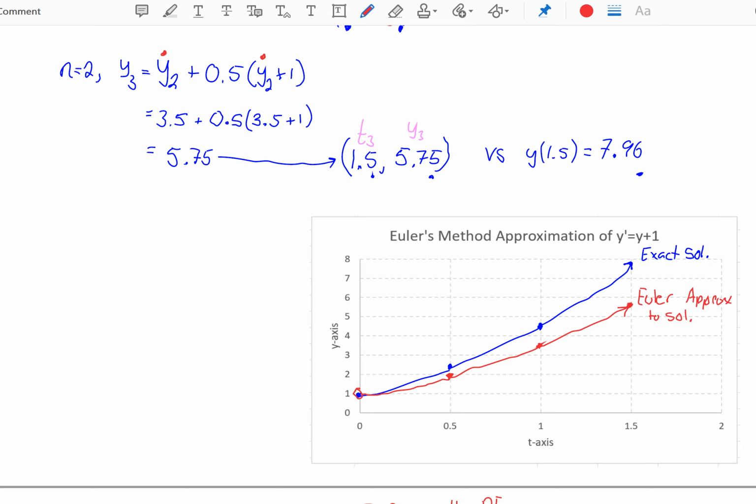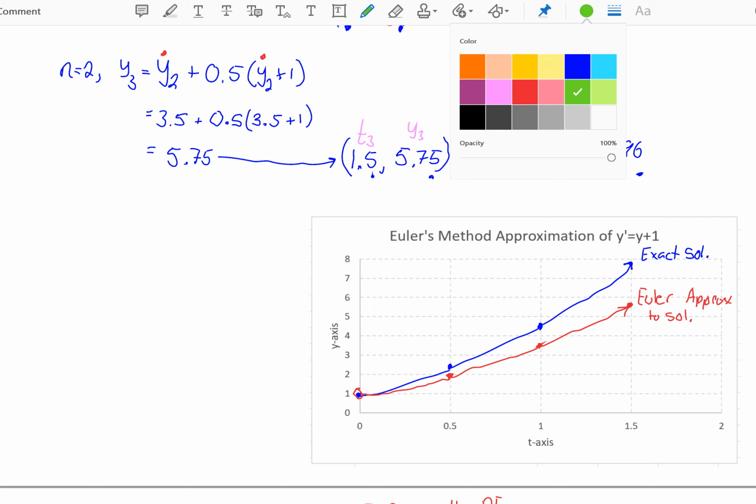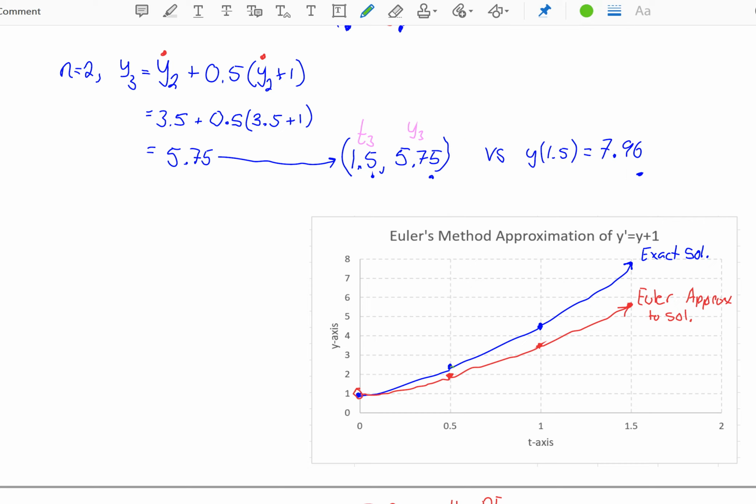Now, graphically, it looks like it's doing a pretty good job. However, what we should notice is that there is an error that seems to be growing between our exact solution and our Euler approximation. Now, in a more advanced course, you will look at error analysis. However, since this is our first look at numerical methods, I'm just going to reference that we do observe that an error is appearing.